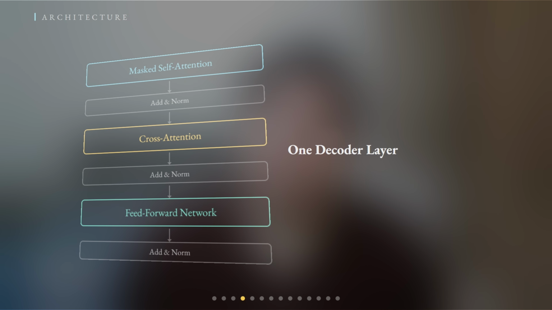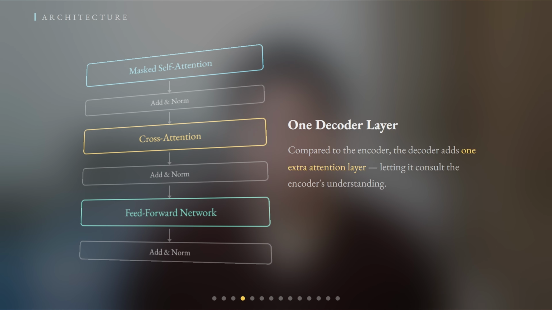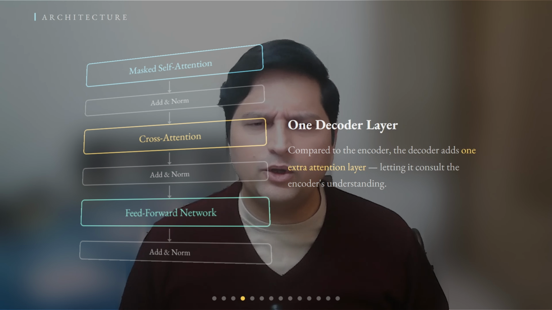So, compared to the encoder, the decoder has one extra attention layer. The encoder had 2 sublayers, self-attention and feed-forward. The decoder has 3: masked self-attention, cross-attention and feed-forward. Each sublayer is wrapped in a residual connection and a layer normalization. 3 sublayers, 3 residual connections. That is the anatomy of one decoder layer. Let us now zoom into each one.